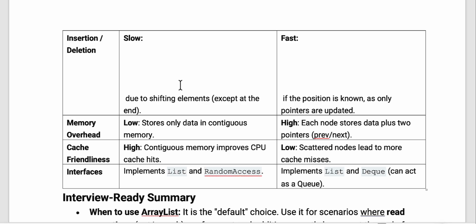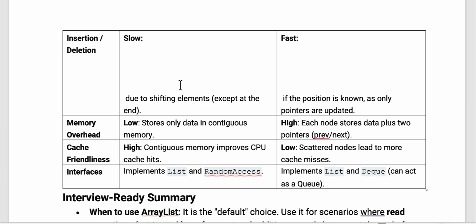You need to have the pointer to the previous and the pointer to the next. And cache friendliness: in ArrayList, contiguous memory improves CPU cache hits. Here in LinkedList, the nodes are scattered, and hence it leads to more cache misses.